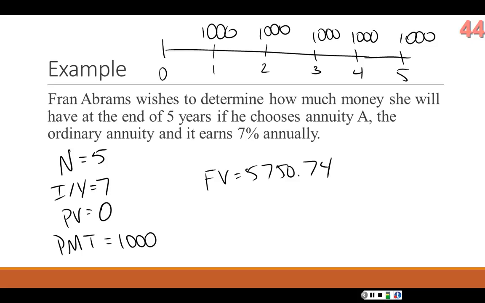So if you had a graphing calculator, it would be the exact same process. You would put each of these in for your time value of money solver, then push alpha and enter on the future value.